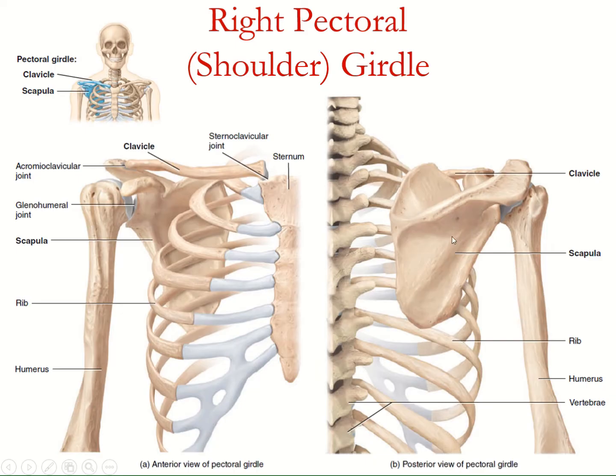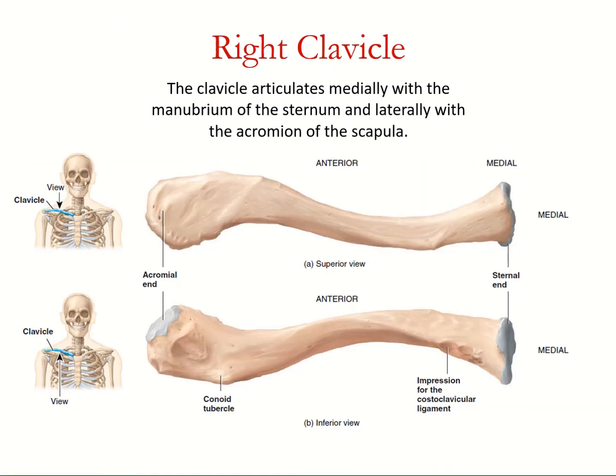Posteriorly, you'd appreciate more of the scapula, with the blade of the scapula, the superior angle and the inferior angle of your scapula. Then the blade will course anteriorly, forming the acromion of your scapula, joining with your clavicle. This is your right clavicle. The clavicle articulates medially with the manubrium of the sternum and laterally with the acromion of the scapula.